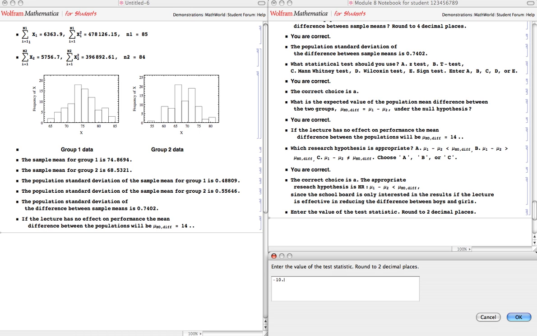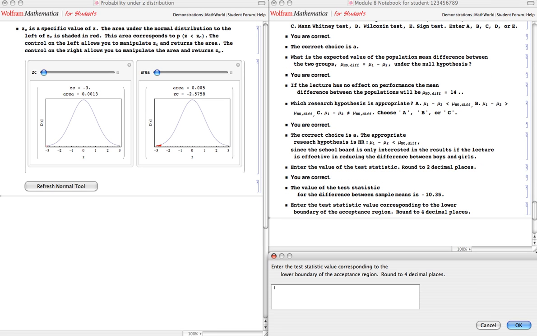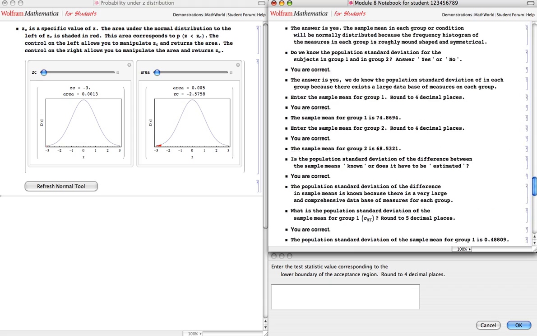Minus 10.35. My fingers are crossed. Okay. The test statistic value corresponding to the lower boundary of the acceptance region. Because my research hypothesis is that the difference between the population means after the motivational speech is less than what it is currently, my rejection region is in the lower tail, and let's see what alpha I was told to use.